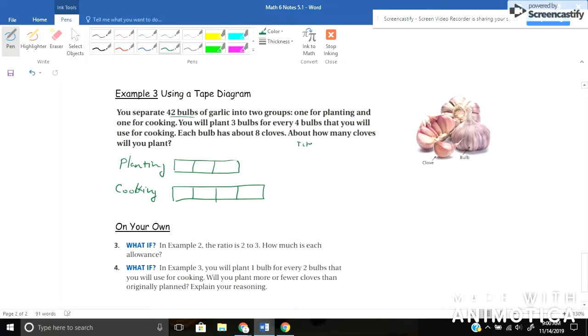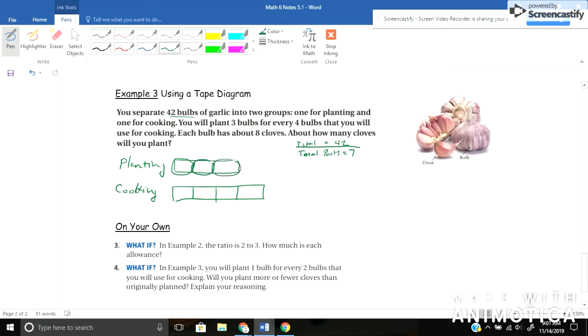Total is equal to 42, and divide it by your total parts. Well, if we have 3 for planting and 4 for cooking, 3 plus 4 would give us 7. So we need to take 42 divided by 7, and that would give us how much each one of these segments is going to be worth.